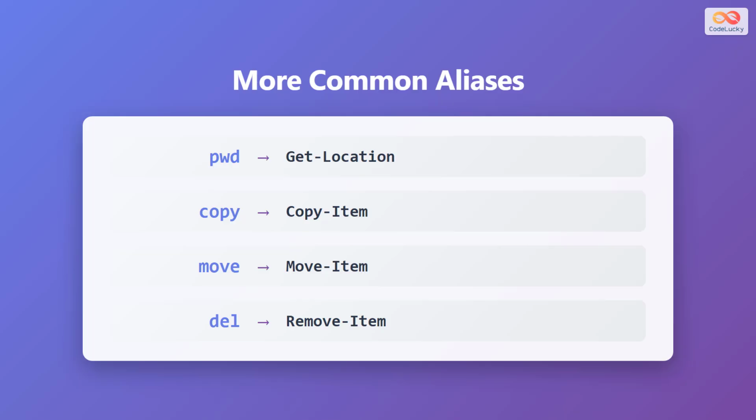PowerShell includes many more useful aliases. pwd, which stands for print working directory, is an alias for Get-Location. It shows you your current directory path. Copy is an alias for Copy-Item, which copies files and folders. Move is an alias for Move-Item, used to move or rename items. And del is an alias for Remove-Item, which deletes files and folders. These aliases make common file operations quick and easy.